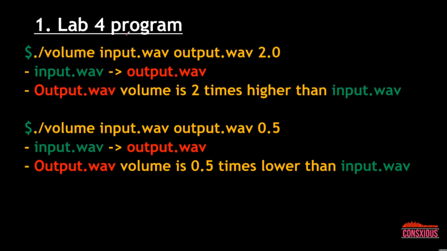So for these Lab 4 programs, basically we type ./volume input.wav output.wav 2.0. We will create another file called output.wav, and in this output.wav, the volume is 2 times higher than the input. You can see 2 times is because we key in 2.0 here. If we key in 0.5, the output.wav file is 0.5 times lower than the input.wav. It's basically like a multiplication of the original input wave file.